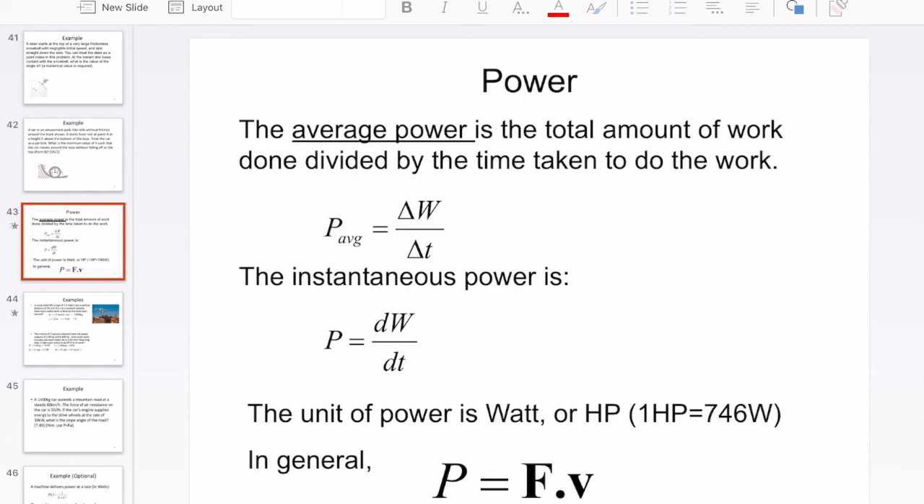So if an amount of work delta W is done in time delta T, then the average power is delta W divided by delta T, right? That's called the average power. It's just joules over seconds. So if 10 joules of work are done in, say, 5 seconds, then the average power is 10 divided by 5, or 2 joules per second, right? The unit of power is watt. Joule over seconds is defined as watt. So a watt is defined as a joule per second.